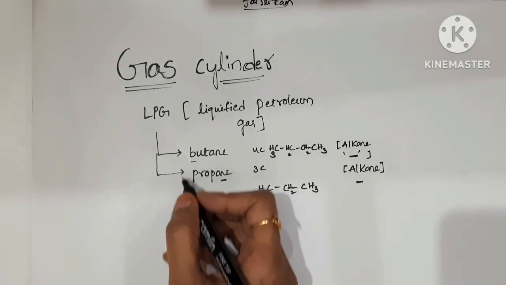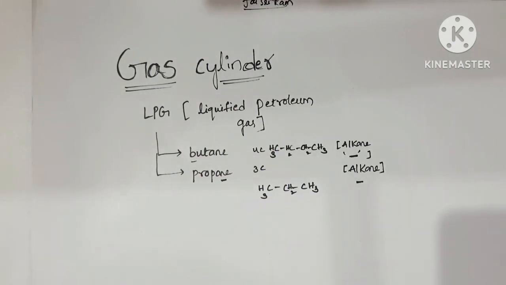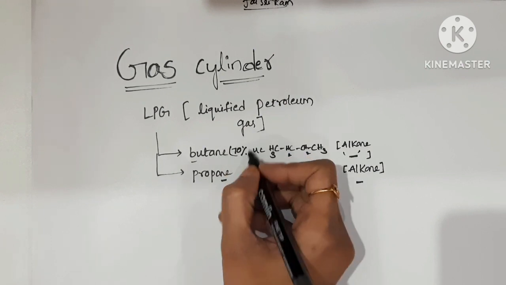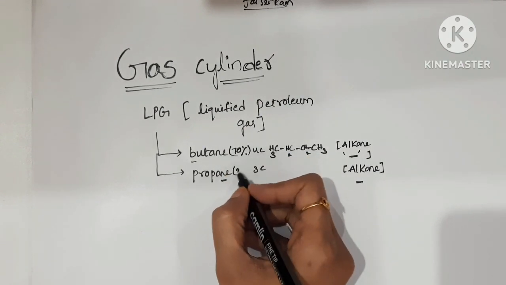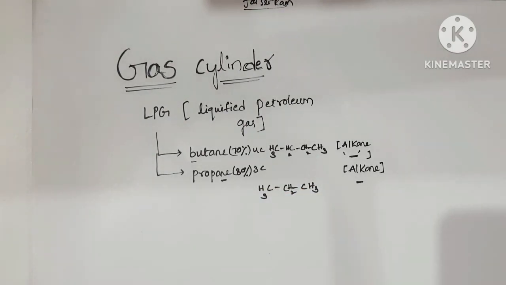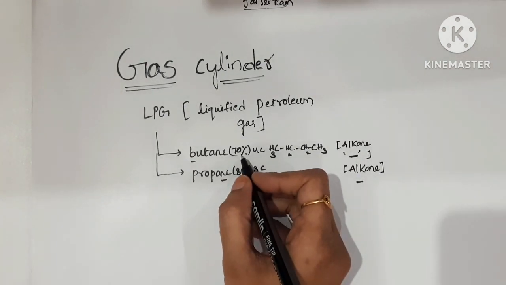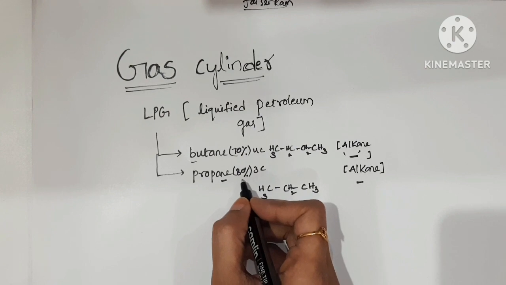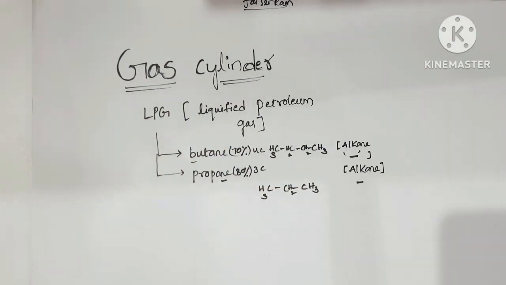LPG is a mixture of butane and propane. Butane is 70% and propane is 30% in LPG.